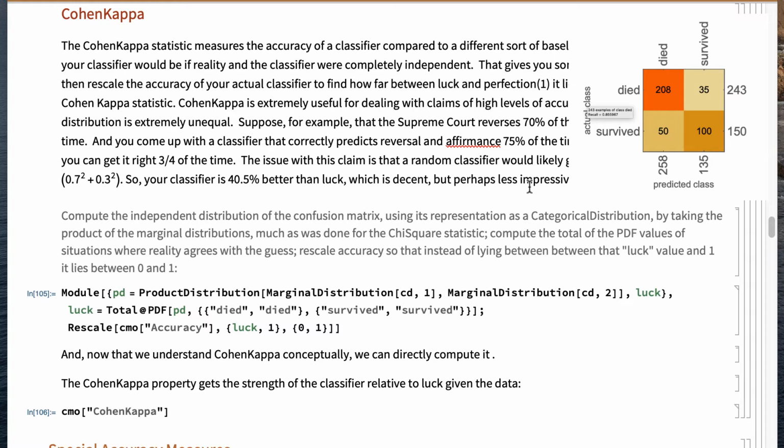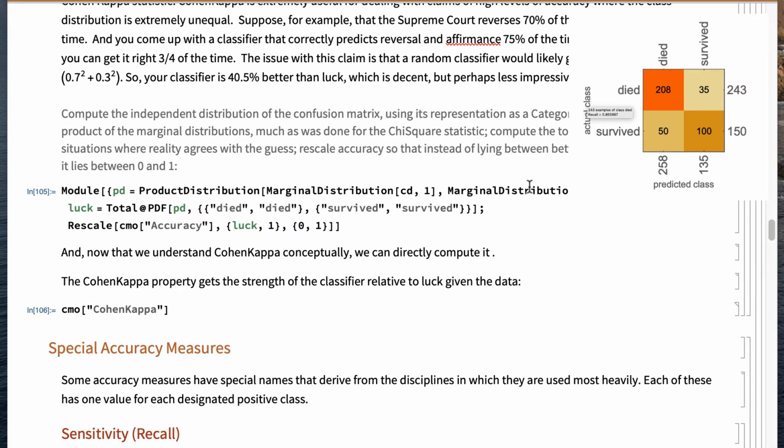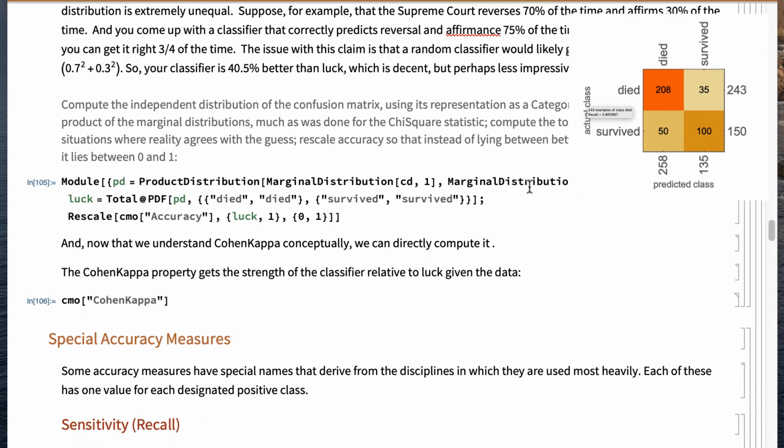The way we compute a Cohen-Kappa is very similar to the way we did computations of chi-square statistics. If you hearken back to that, we're going to take the marginal distribution of the categorical distribution representation of the confusion matrix, first the first marginal, then the second marginal, and we're going to take the product distribution. So this is what the distribution of actuality and guess would look like for a worthless classifier, and we'll call that PD.